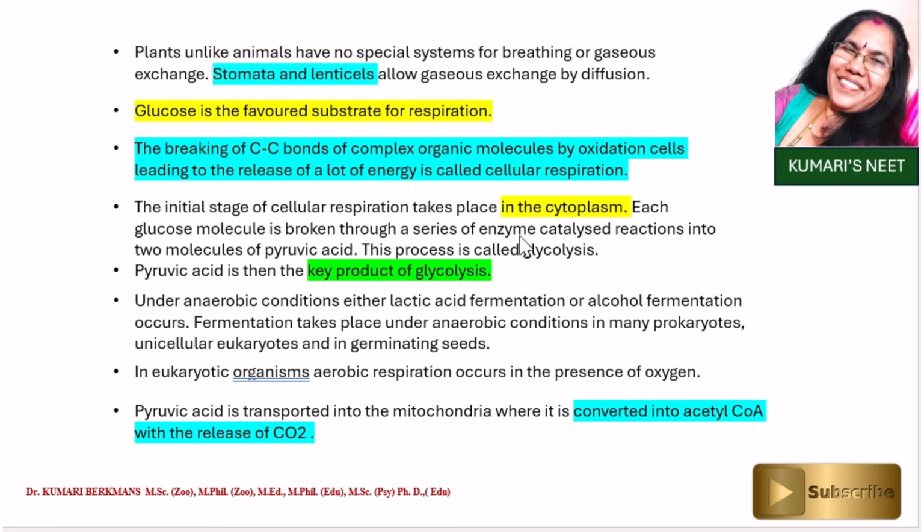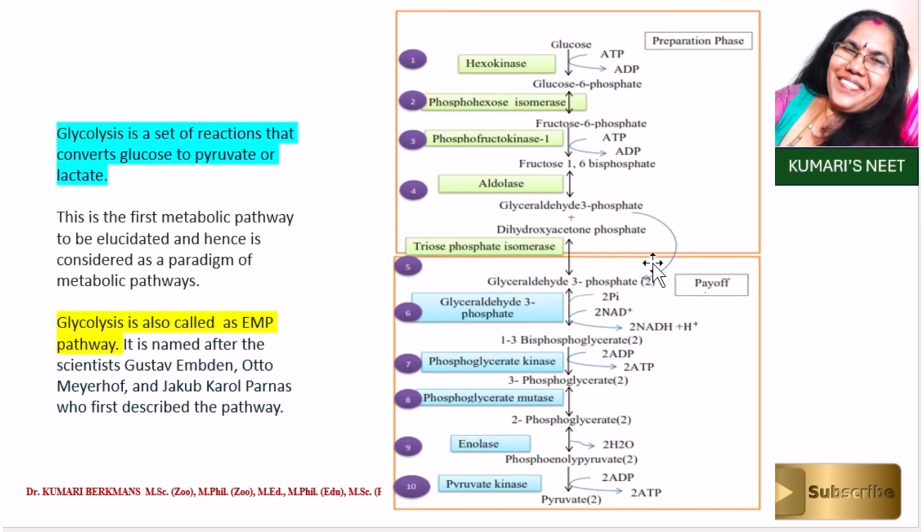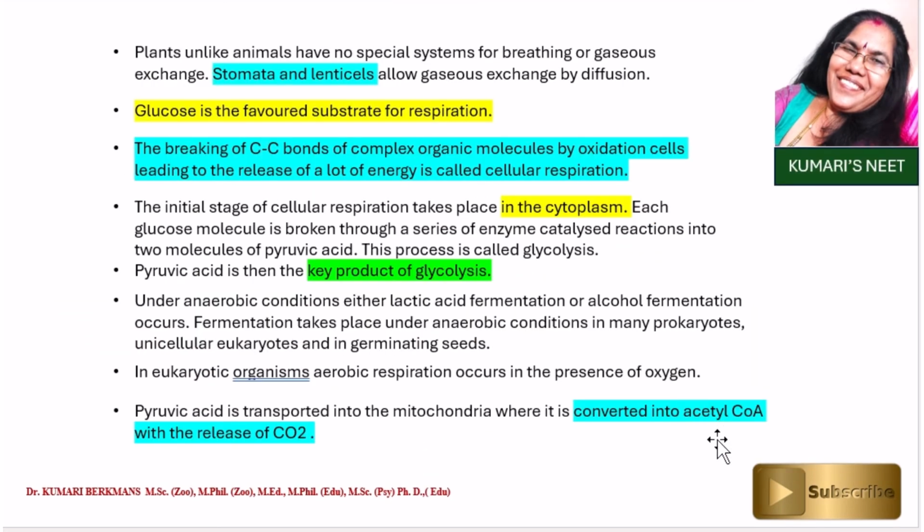Okay, the initial stage of cellular respiration takes place in the cytoplasm. The initial stage alone takes place in the cytoplasm. The rest takes place in the mitochondria. Okay, each glucose molecule is broken down through a series of enzyme-catalyzed reactions into two molecules of pyruvic acid. This process is called glycolysis. So at the end of the process, how many pyruvate are we getting? Two molecules of pyruvate in each glycolysis. For each molecule of glucose we get two pyruvate, or pyruvic acid. Okay.